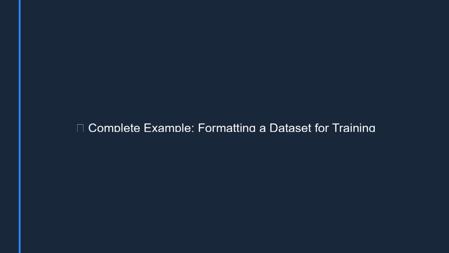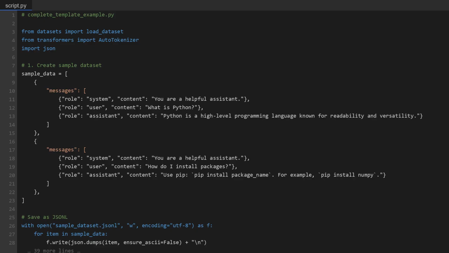Complete example, formatting a dataset for training. This end-to-end script ties everything together. It starts with a hard-coded list of sample conversations, enough to verify the pipeline works, saves them to a JSONL file, loads that file as a Hugging Face dataset, then initializes the tokenizer and applies the chat template across every row using a mapping function.